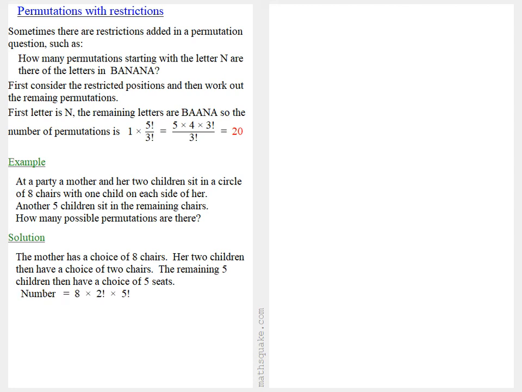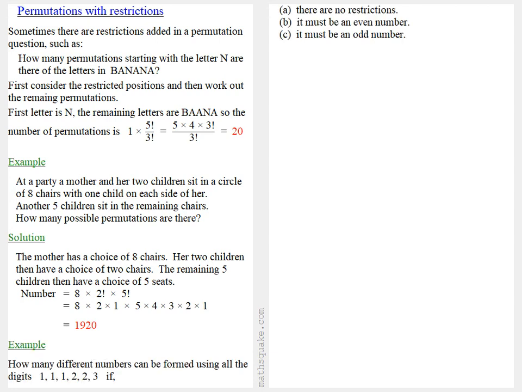So the total number of arrangements is 8 times 2 factorial times 5 factorial, which is 8 times 2 times 1 times 5 times 4 times 3 times 2 times 1, and that's 1,920. Let's look at another example.